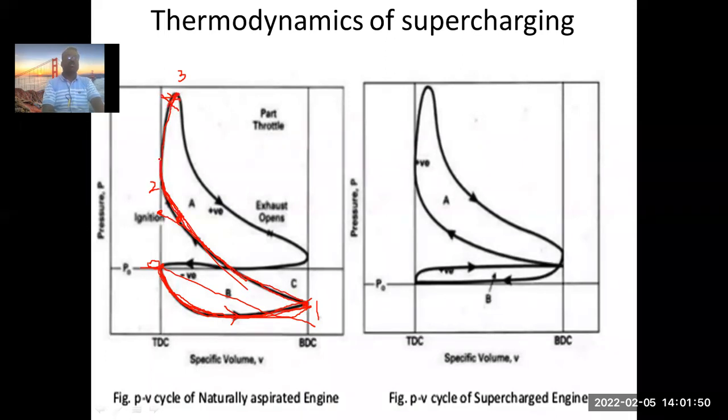So this is your now, instead of going straight like this, because we say this is a constant volume engine, where we said that the combustion is happening instantaneously, but in actual it will not happen instantaneously. And therefore this 2-3 line will go like this.